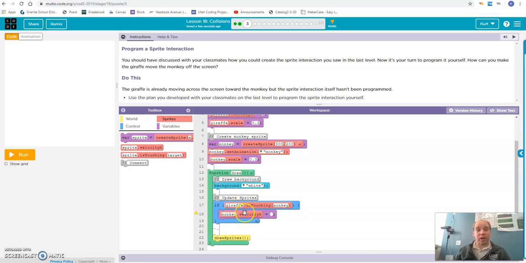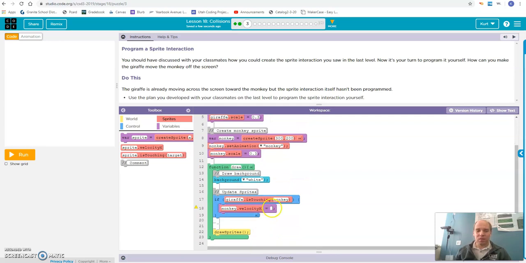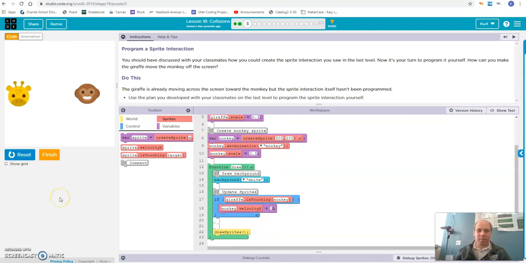Well, that's the velocity of the giraffe. We just look back at the beginning of the program, and it sets the giraffe.velocity x equals 1. So in here, we just put 1, and then we're going to run that program. And so now, once the giraffe touches the monkey, sorry, it was a late night last night. And it's going.